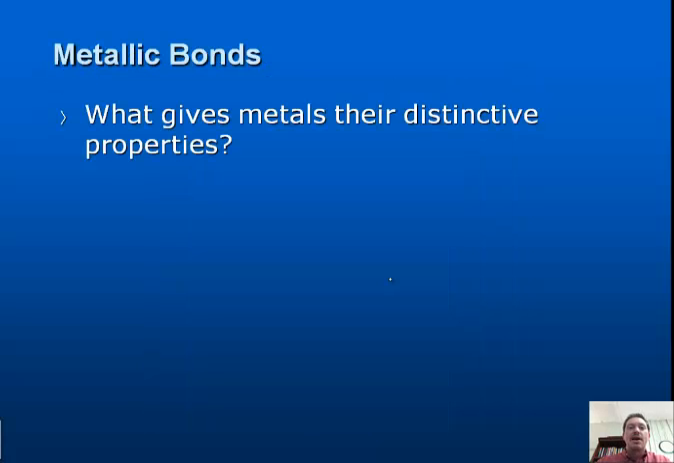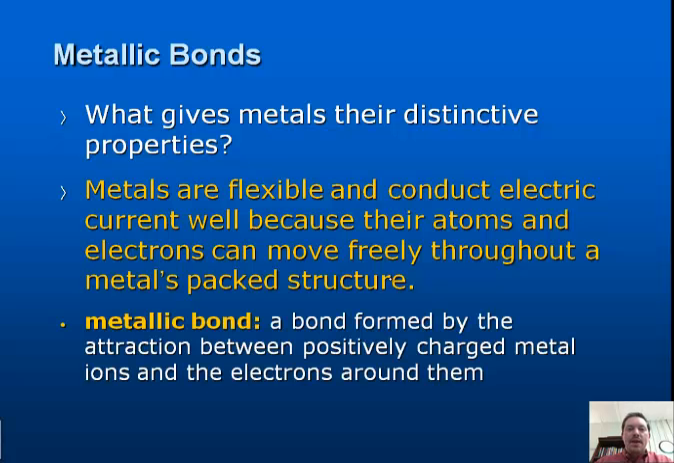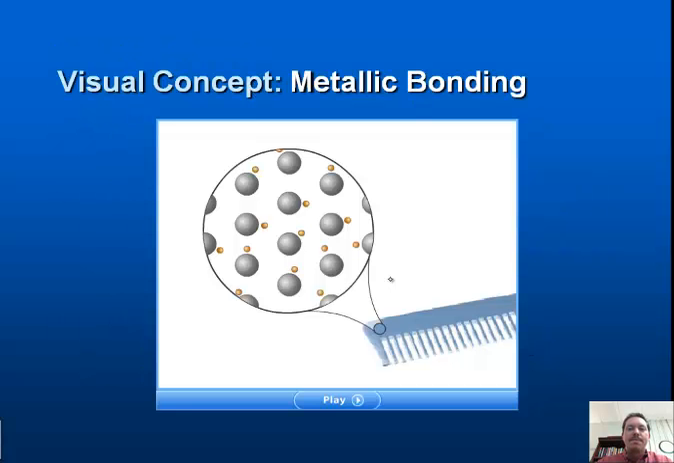All right, metallic bonds, what gives metals their distinctive properties. Metals are flexible and conduct electric current well because their atoms and electrons can move freely throughout a metal's packed structure. A metallic bond is defined as a bond formed by the attraction between positively charged metal ions and electrons around them.